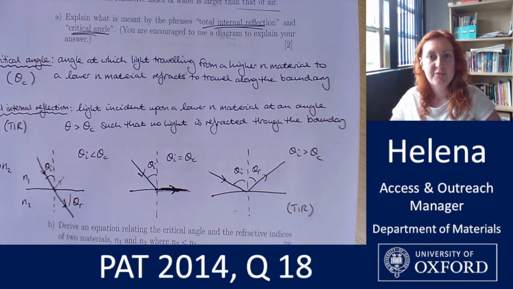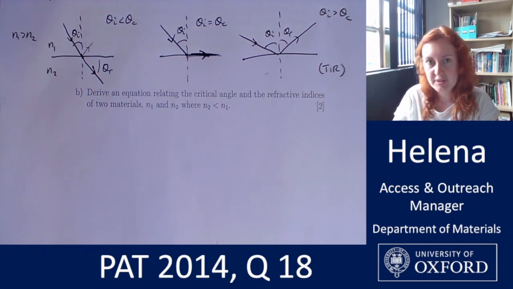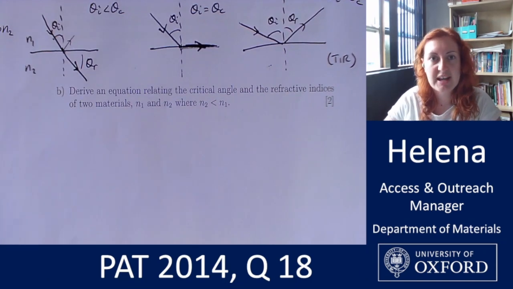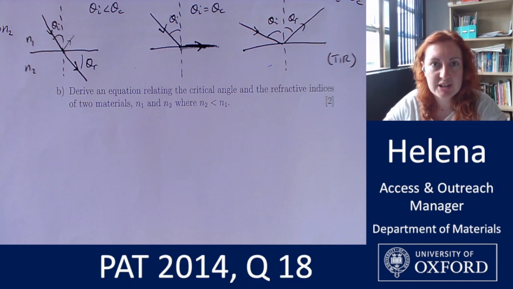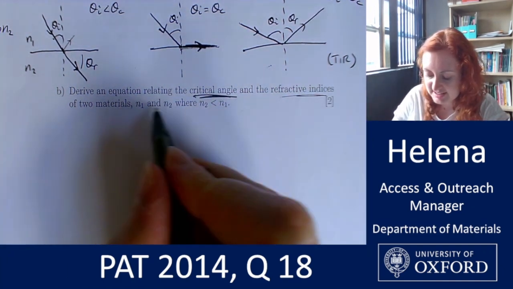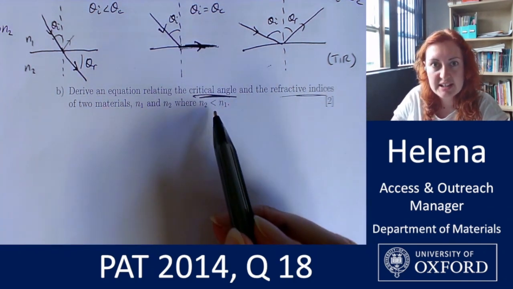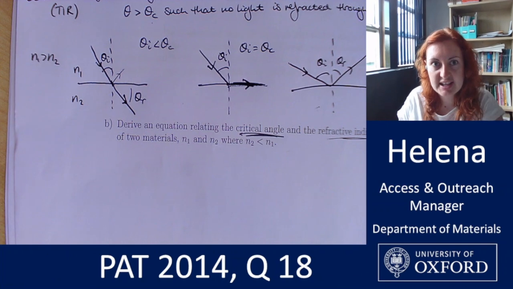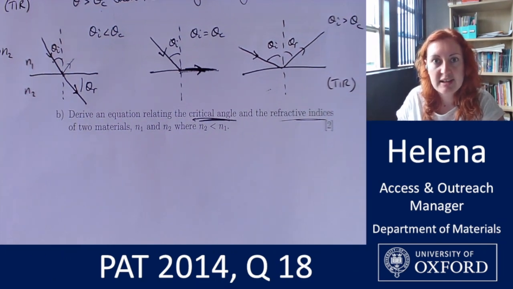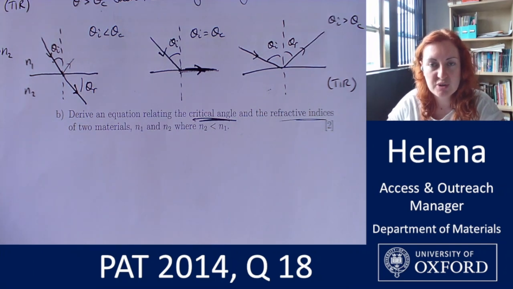Okay, so we've thought about the science. Now let's look at the second part of the question here. So now we're being asked to derive an equation relating the critical angle and the refractive indices of two materials, N1 and N2, where N2 is smaller than N1. So that's the case that we've had here. And we're being asked for this particular scenario here, where we've got the critical angle.